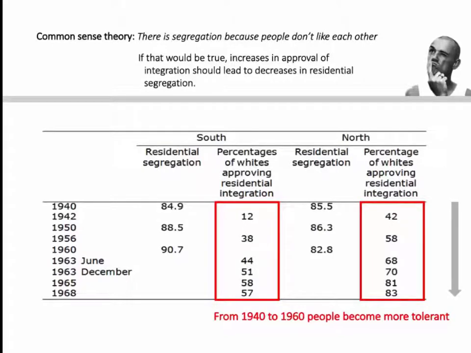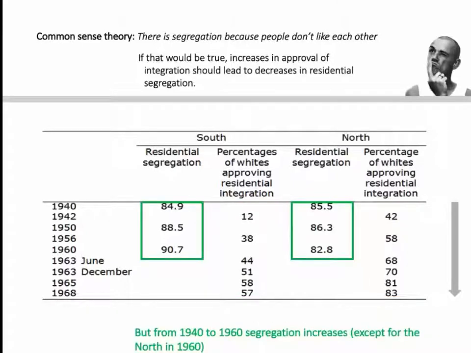The key here right now is when you go from the 1940s to the 1960s, that in both cases approval goes up. Right? So people seem to become more tolerant. While in the 1940s only 12% of the whites in the South approved of residential integration, in the 1960s almost 60% approved of it. Same thing in the North, but there we start higher and then we move to even more approval, to 80%.